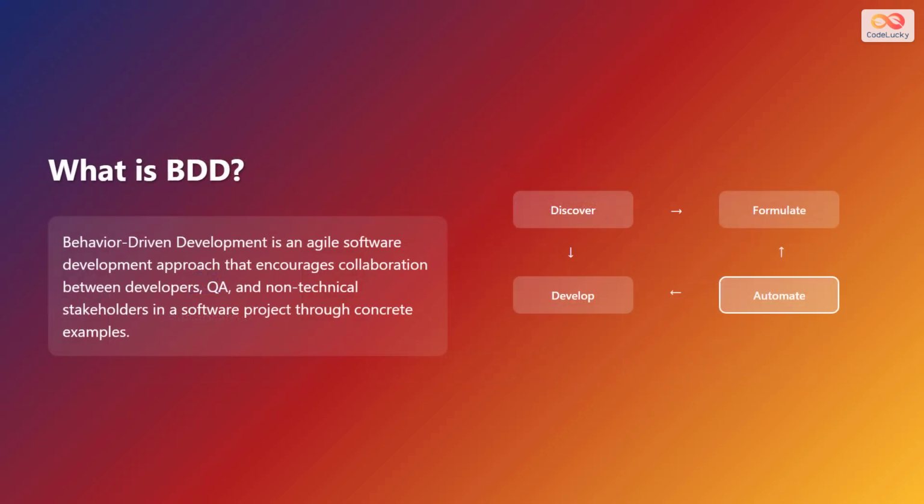So, what exactly is behavior-driven development? Behavior-driven development is an agile software development approach that encourages collaboration between developers, quality assurance, and non-technical stakeholders in a software project through concrete examples. The BDD process can be visualized in a cycle. It starts with the discovery phase, leading to formulation, which then leads to development and finally automation.